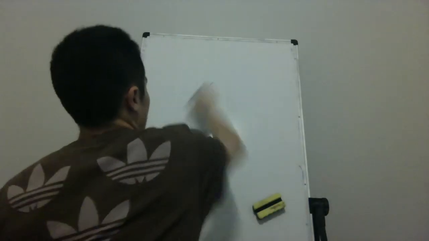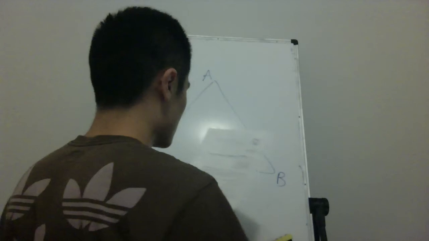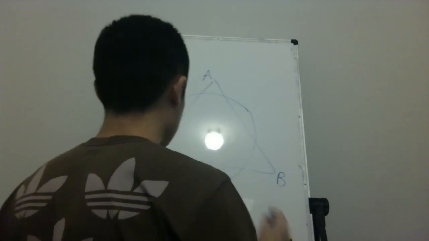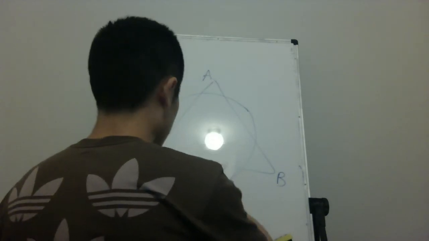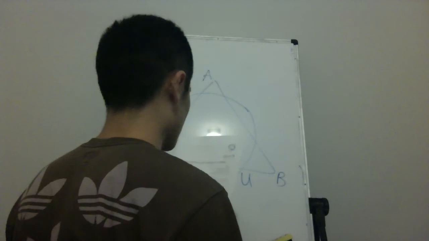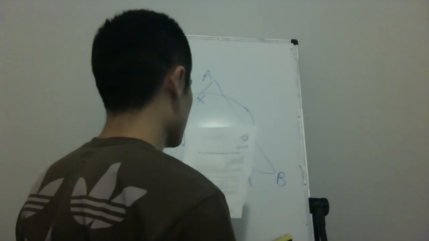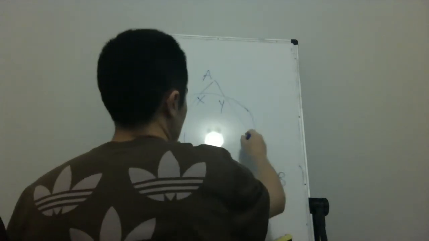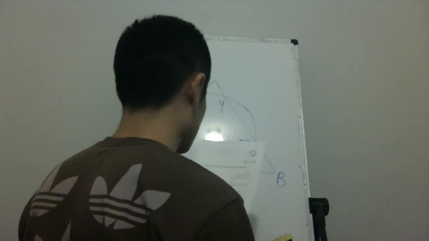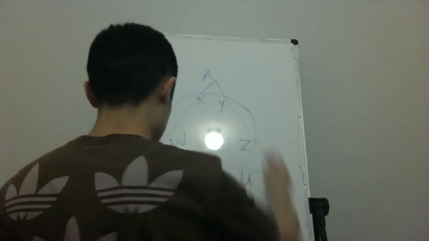Okay, so you have ABC as a triangle, and then you have a circle, sort of like this, and it intersects side BC at U and V, and it intersects side CA at W and X. It intersects side AB at Y and Z. Okay, and it lies in that order. So it's U, V, W, X, Y, Z.